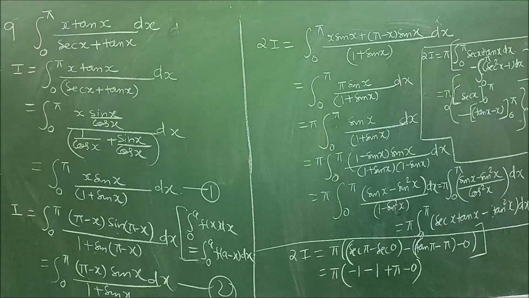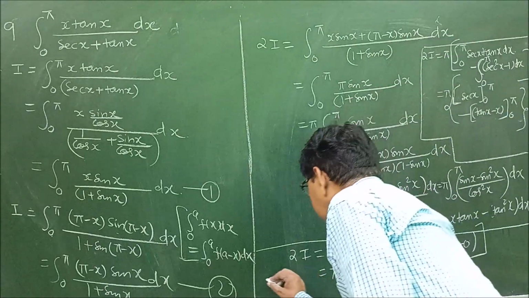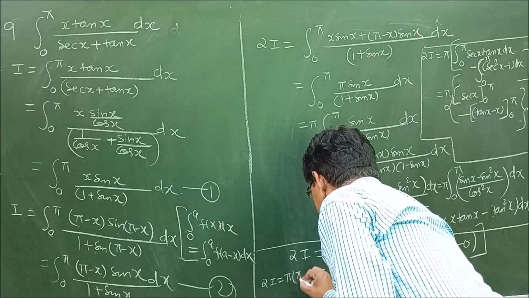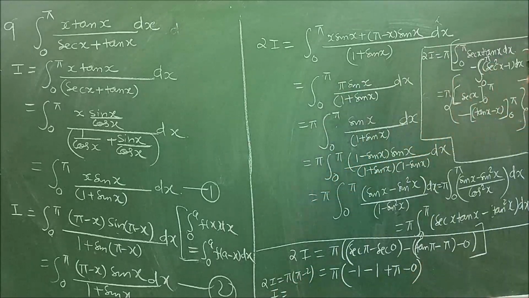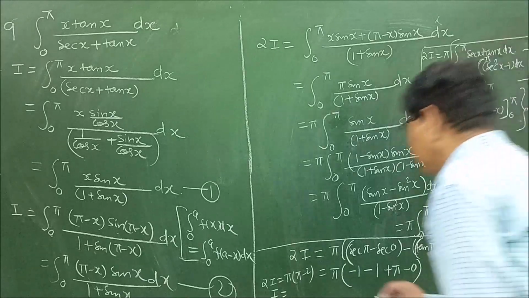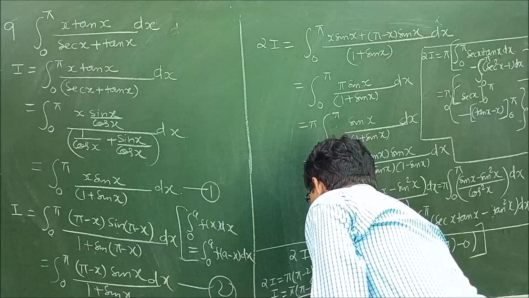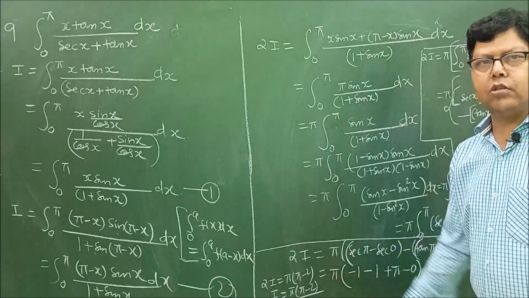So 2I is equal to pi into pi minus 2. That is, the value of I is equal to pi into pi minus 2 upon 2. So this is the final answer of this question.